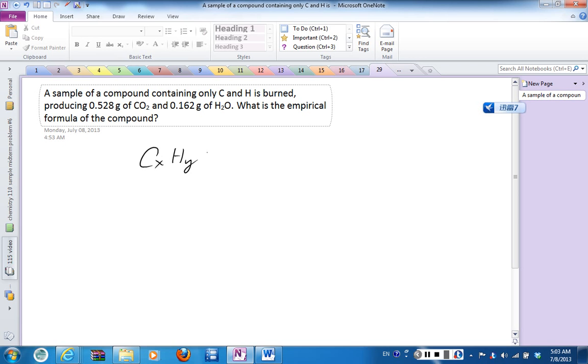But we all know that burning in air means reacting with the oxygen in air. And that means all the carbon inside the carbon dioxide is coming from this compound, and all the hydrogen in the water produced is coming from this compound. We know the amount of these compounds. We can certainly figure out how much carbon and how much hydrogen there are. Let's do that.